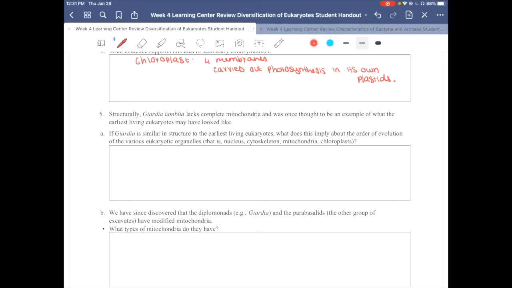Okay, so the question tells us that they lack, comment says before. Yes, that is exactly right. So the question here says that it completely lacks mitochondria. So that's evidence that this organism lived before endosymbiosis ever occurred.